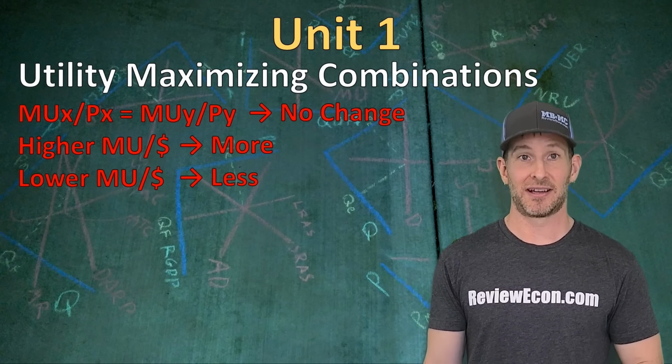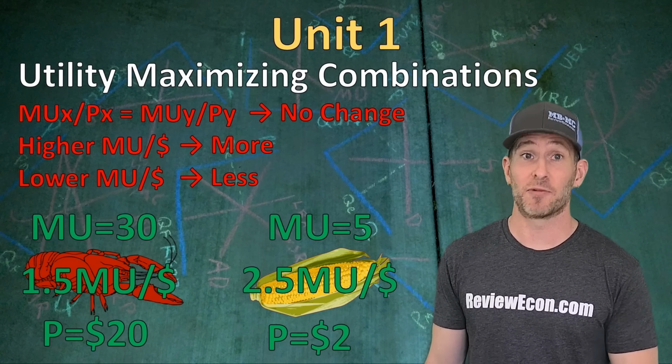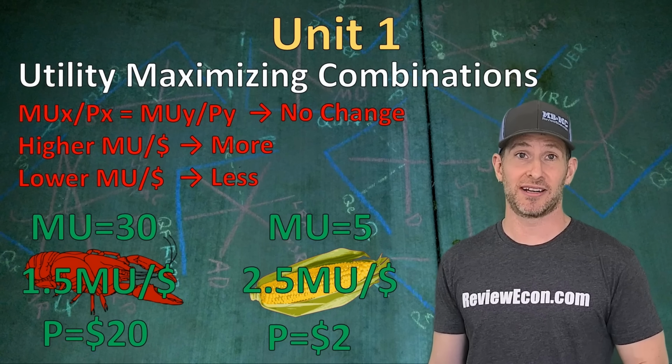So for example, let's say I got 30 units of happiness for the last lobster that I consumed. The last ear of corn I consumed, I got 5 units of happiness. Lobster costs $20 per unit and corn costs $2 per unit. Let's take that marginal utility and divide it by the price to give us 1.5 marginal utils per dollar for lobster and 2.5 marginal utils per dollar for corn. Which one do I want more of? Well, I'm going to want less lobster and more corn. Changing my consumption in that way would actually increase my total utility and make me better off as a consumer.